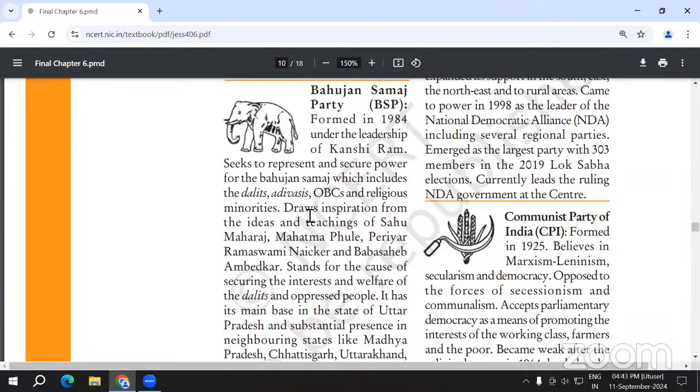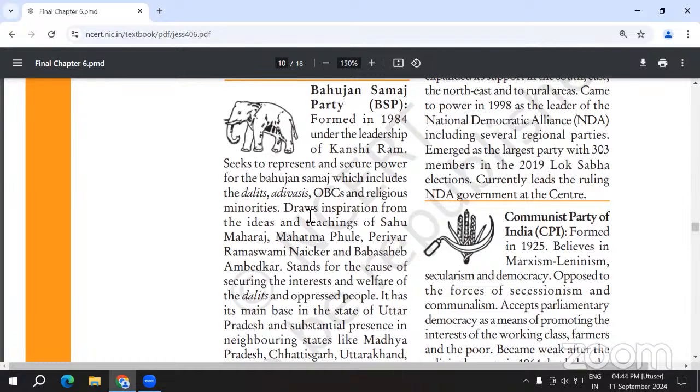Dalits, religious minorities. So for them, to get power, and at the same time to represent them in the government, this political party was founded. Now the next point is it draws inspiration from the ideas and teachings of 4 persons.